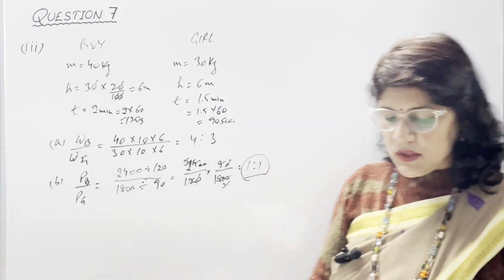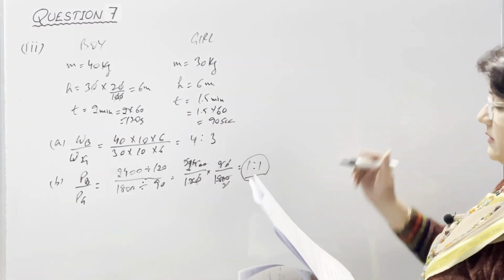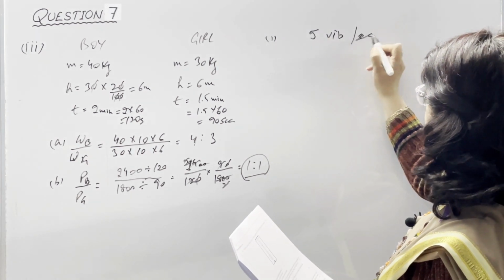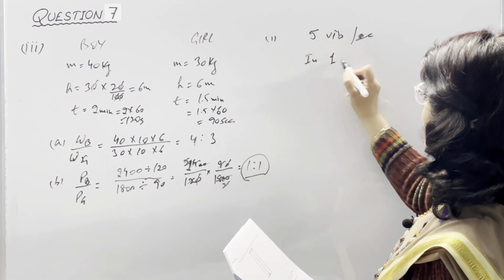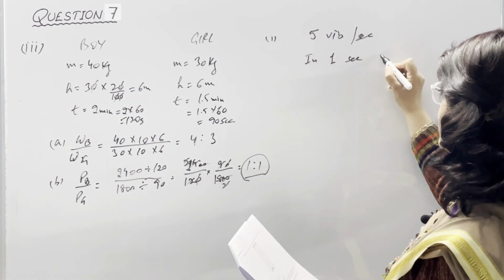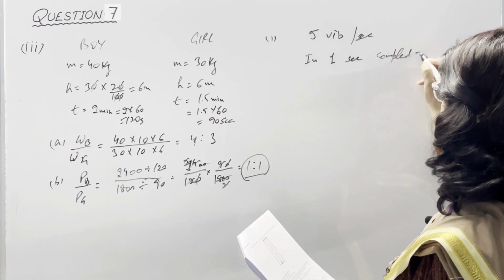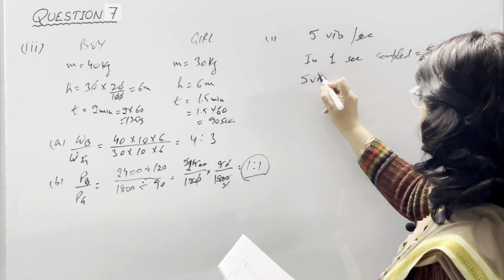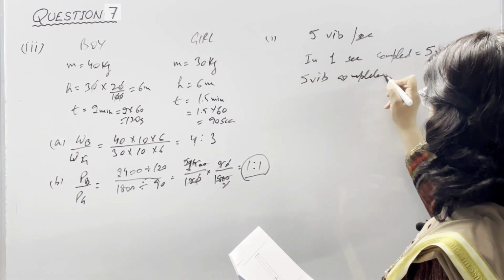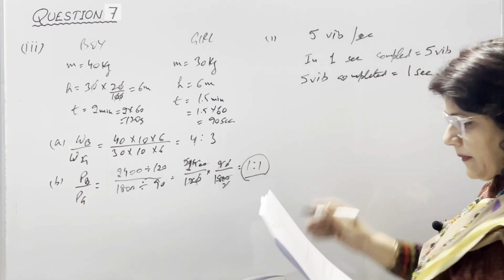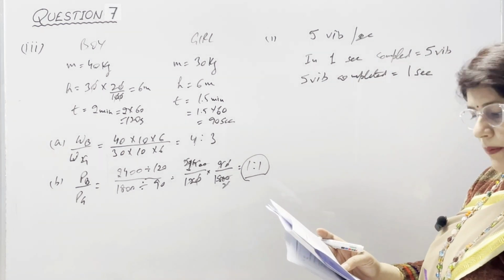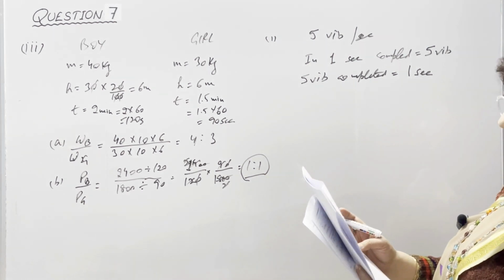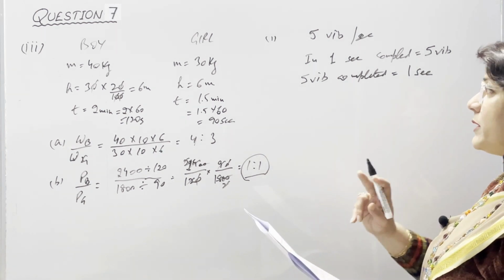A pendulum has a frequency of 5 vibrations per second. It means in 1 second the pendulum completes 5 vibrations. An observer starts the pendulum and fires a gun simultaneously, and he hears the echo from the cliff after 8 vibrations of the pendulum. So the time taken is equal to 8 vibrations.